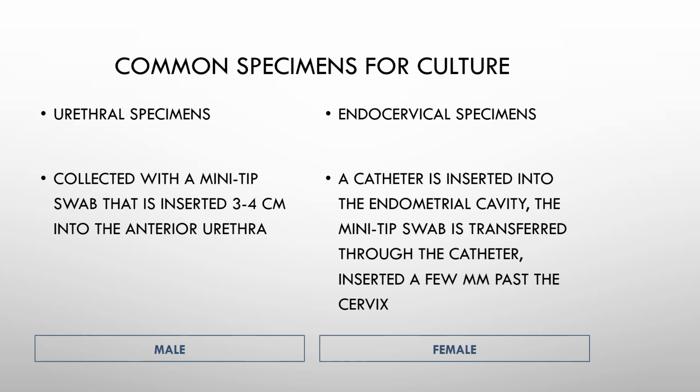So like I've already mentioned, the most common specimens for culture in males would be urethral specimens. And what they do is they take a mini tip swab and they insert it about 3 to 4 centimeters into the anterior urethra to collect that specimen. And in females, it's an endocervical specimen that's generally collected for genital cultures. And a catheter is actually inserted into the endometrial cavity. The mini tip swab is transferred through the catheter, inserted a few millimeters past the cervix, and collected that way.